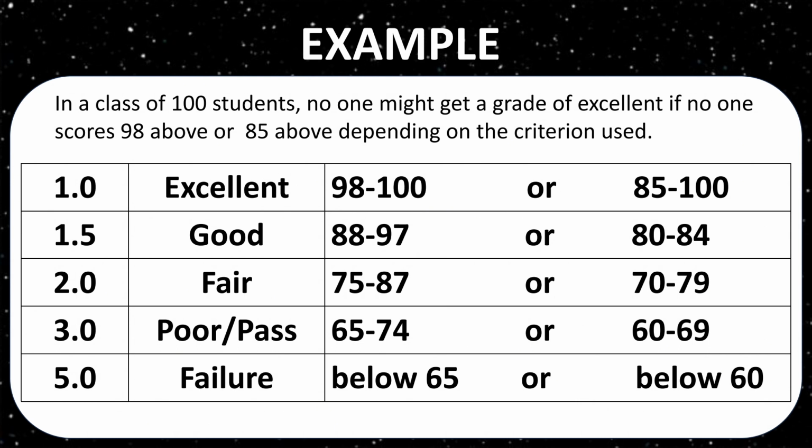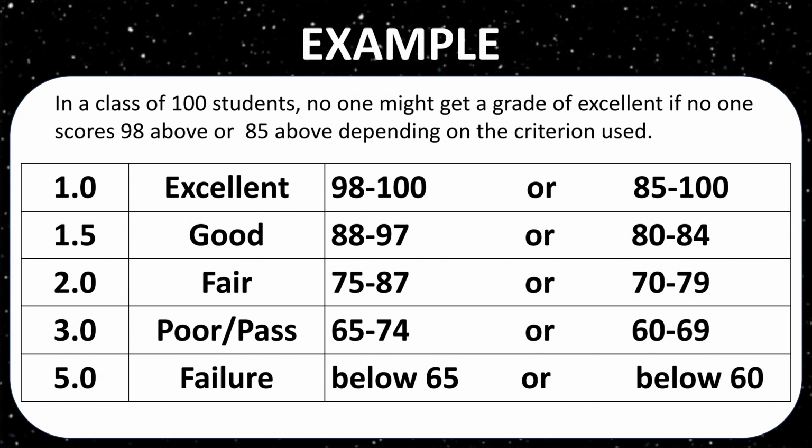So, in Libertad National High School, there are 100 students in Class A. Then, no one got an excellent grade, because no one attained or obtained 98 and above.